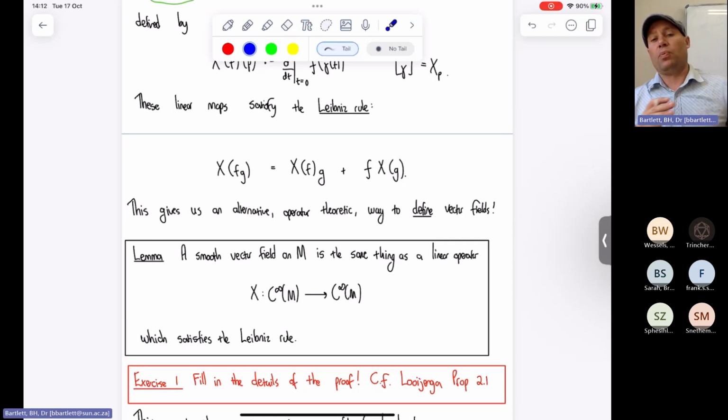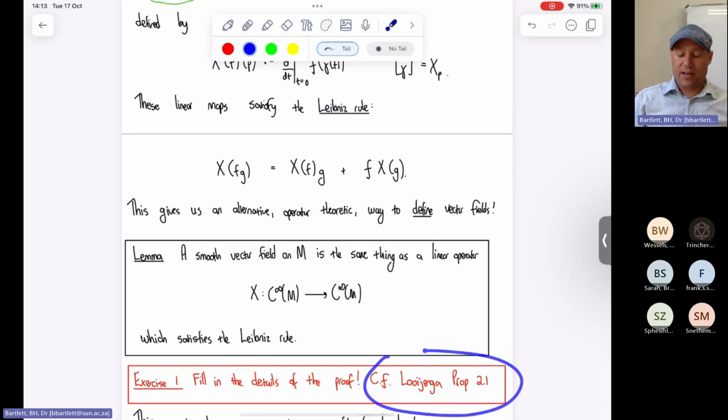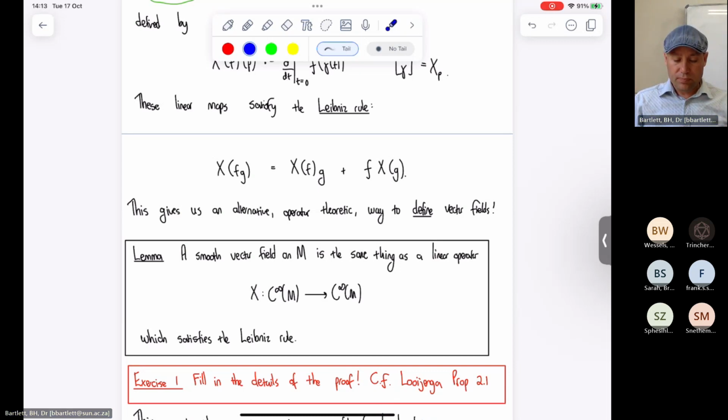That's quite elegant. I've shown you the one direction, how to start from a vector field in the sense we defined it and get one of these linear operators. Conversely, given a linear operator satisfying the Leibniz rule, you want to construct a vector field in the way we defined it. And that requires sort of like a fundamental theorem of calculus. So a nice exercise is to fill in the details of this proof and compare with Huybrechts proposition 2.1, where he does formulate it slightly differently. Any questions so far?